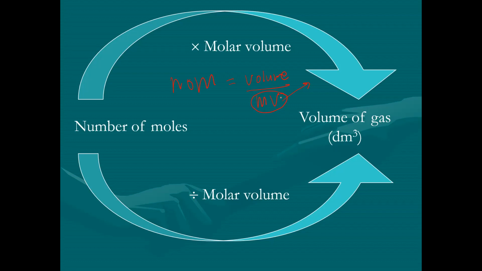If the teacher says the molar volume at STP, what is my value here? 22.4? Correct, it is 22.4. If the teacher says room temperature, what is my molar volume? 24. 24, correct. Perfect, that's it. That's all you need to know.